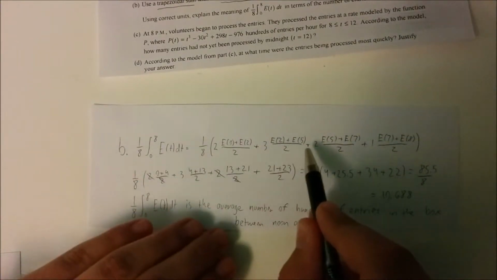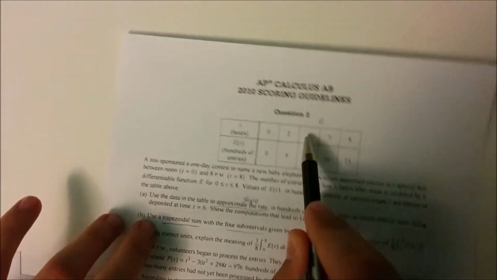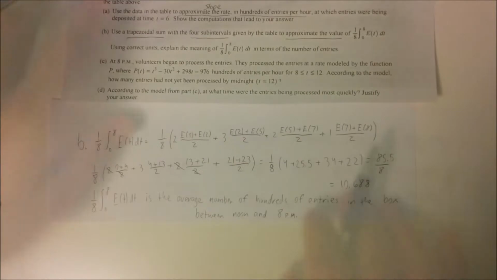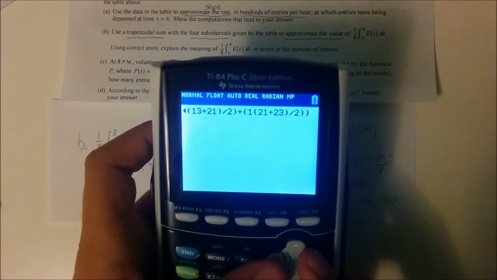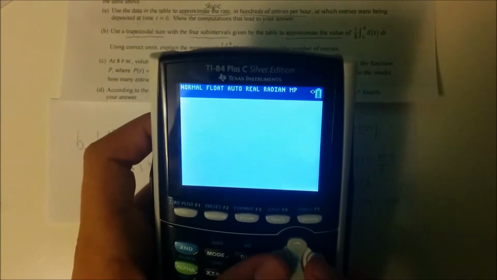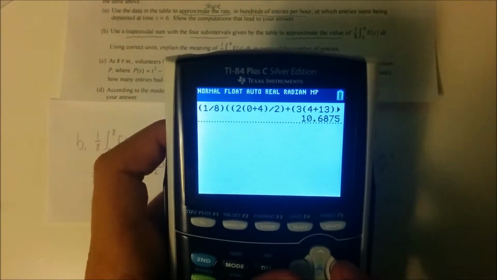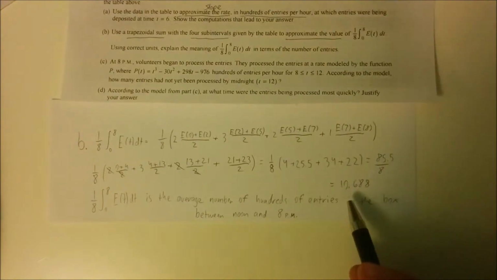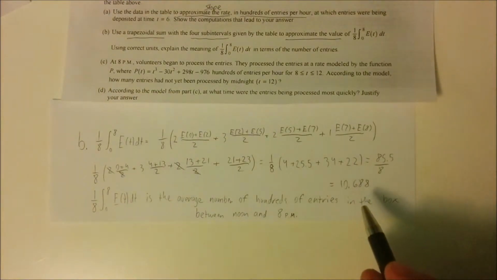We do the same thing for the rest of the intervals. So we go from 0 to 2, from 2 to 5, from 5 to 7, and then from 7 to 8. This is also a calculator problem, so I entered it into my calculator. You have to make sure to put in all your parentheses so you get the correct number. And this is what I got: 10.6875. But I just rounded to 10.688.